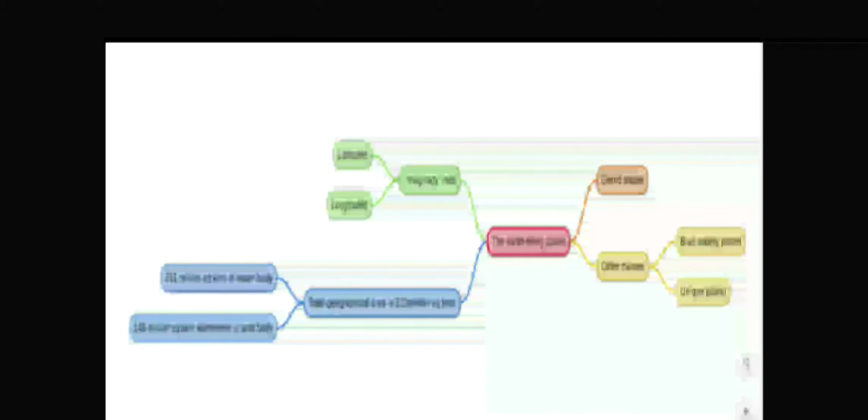The size of the Earth: the total geographical area of the Earth is 510 million square kilometers. Among them, 361 million square kilometers contain water body, and 149 million square kilometers is land body. The shape of the Earth is geoid shape. The imaginary lines of the Earth are latitudes and longitudes.